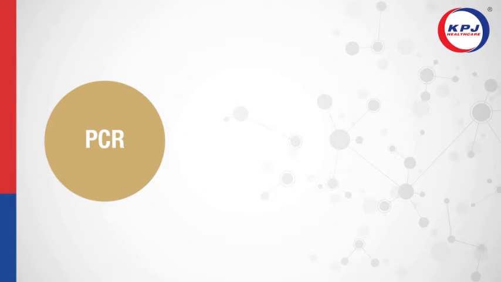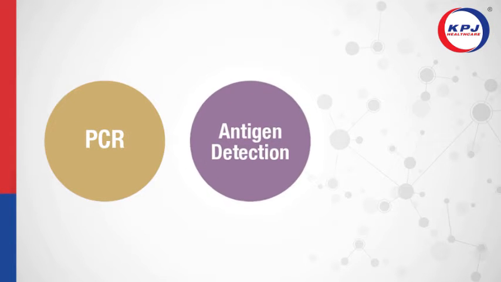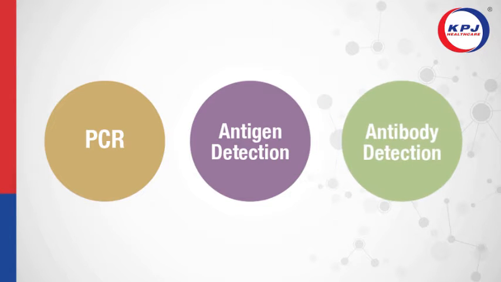Types of tests for SARS-CoV-2 infection can be divided into three. Number one is nucleic acid amplification testing, or PCR, or polymerase chain reaction. Number two is antigen detection by various methods. And number three is antibody detection by various methods.